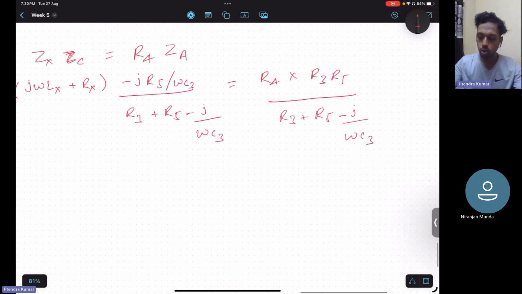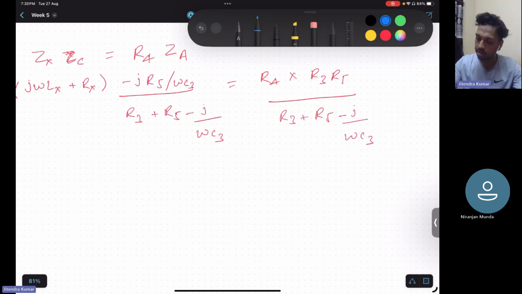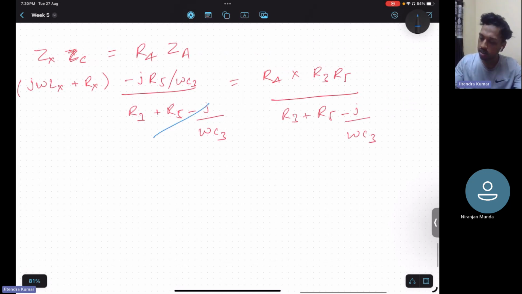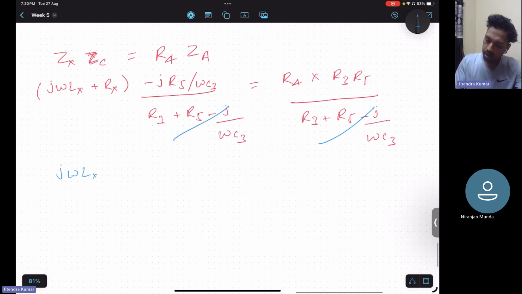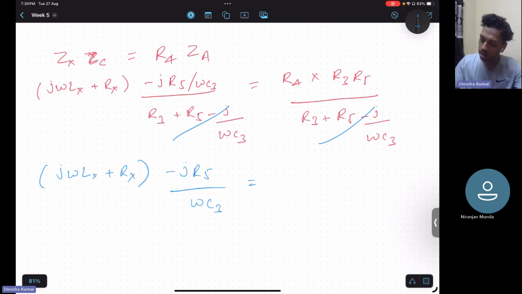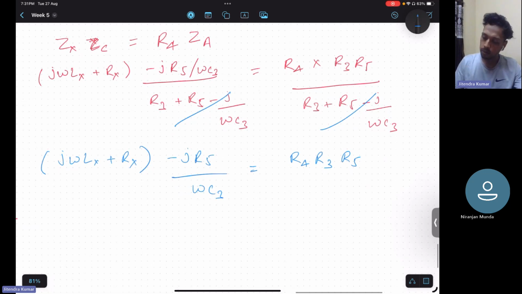So one thing is going to get cancelled, that is the denominator part. Okay, so this part will be cancelled. Now we are left with only j omega Lx plus Rx multiplied with minus j R5 by omega C3 is equal to R4 R3 R5. Okay, that's all.